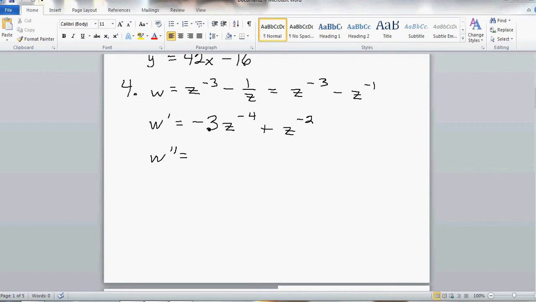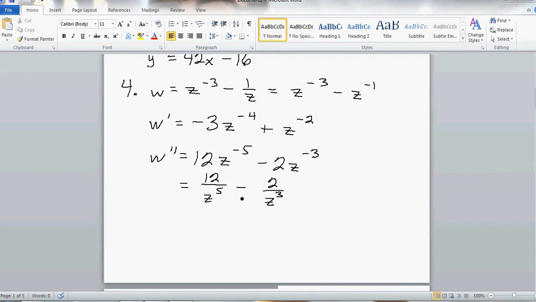Instead, I'm going to take the negative 3 times the negative 4 and get positive 12z to the negative 5th power, because I'm going to take the negative 4, subtract 1 from it. Then I'm going to take the positive 1 times the negative 2 and get negative 2z. Subtracting 1 from negative 2, we get negative 3. Now this is our final answer, except we don't like these negative exponents, so I'm going to rewrite it without those, and it becomes 12 over z to the 5th minus 2 over z cubed.